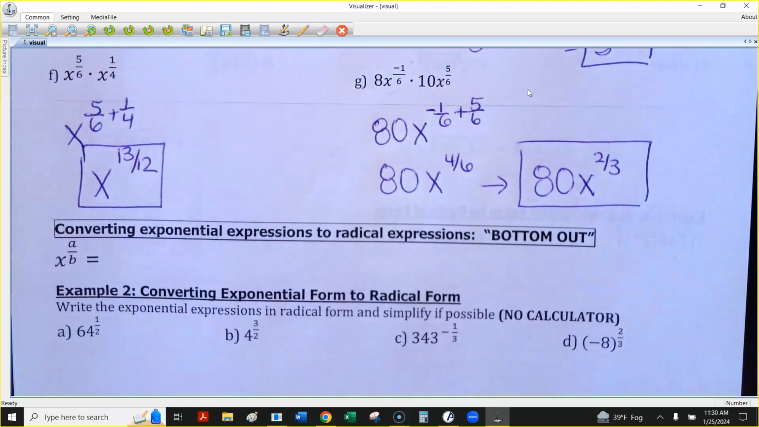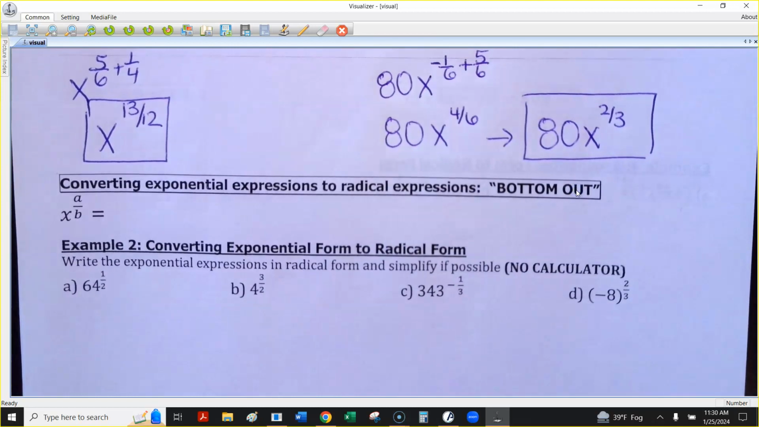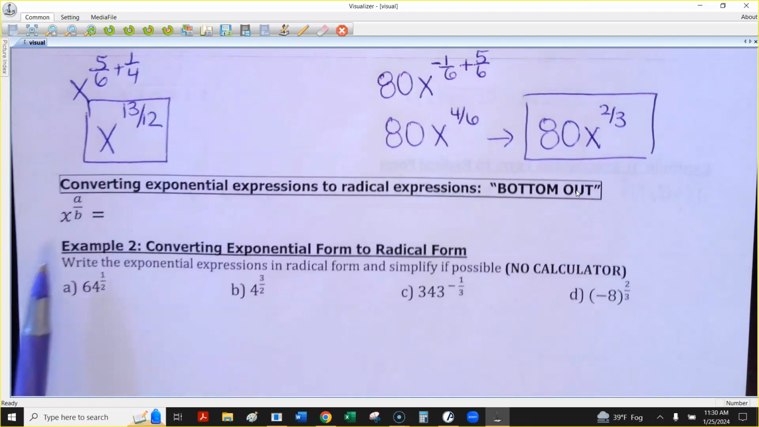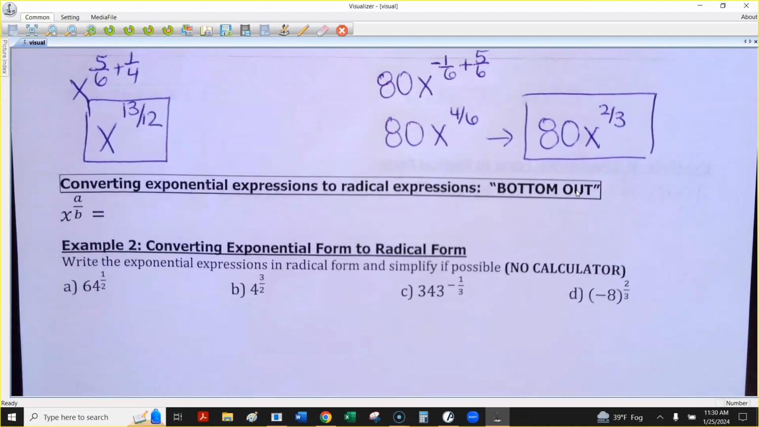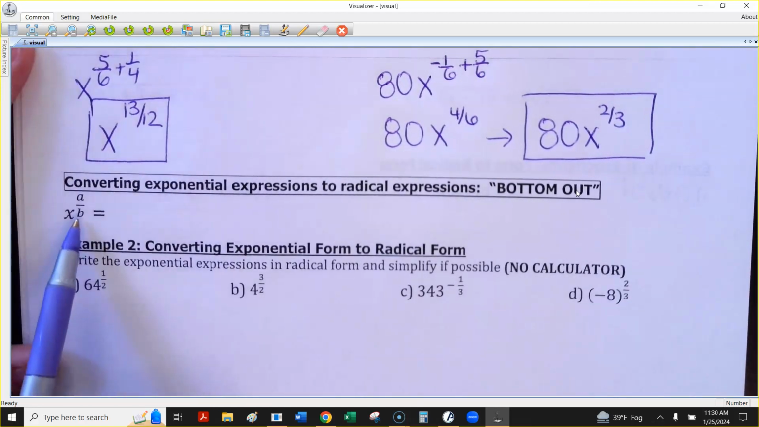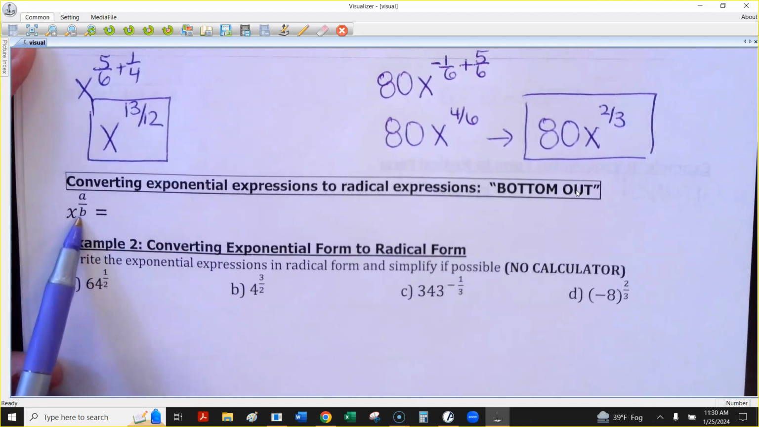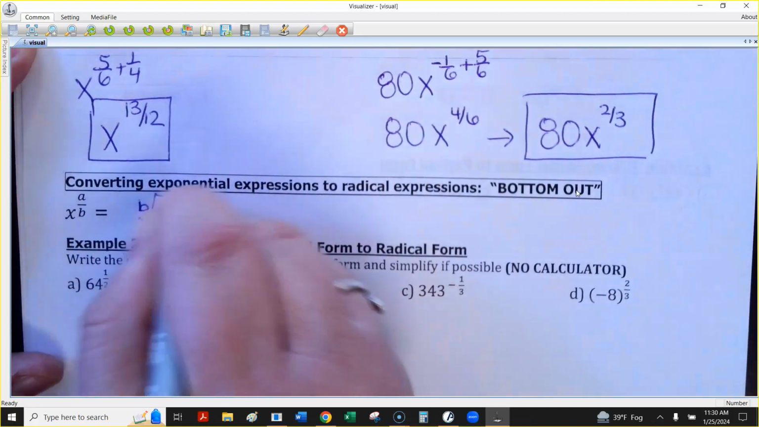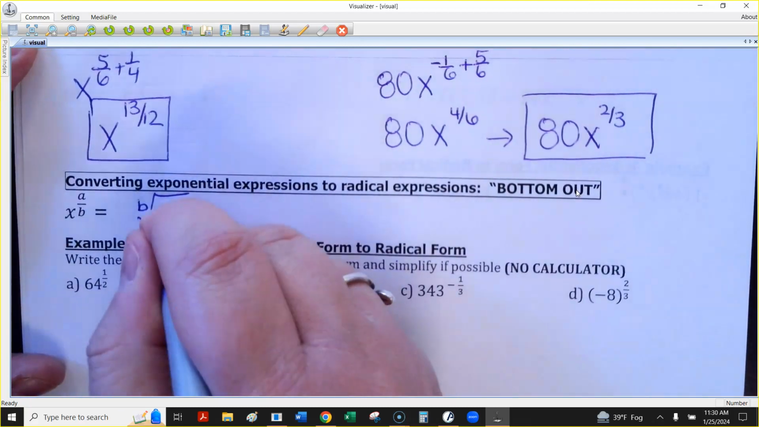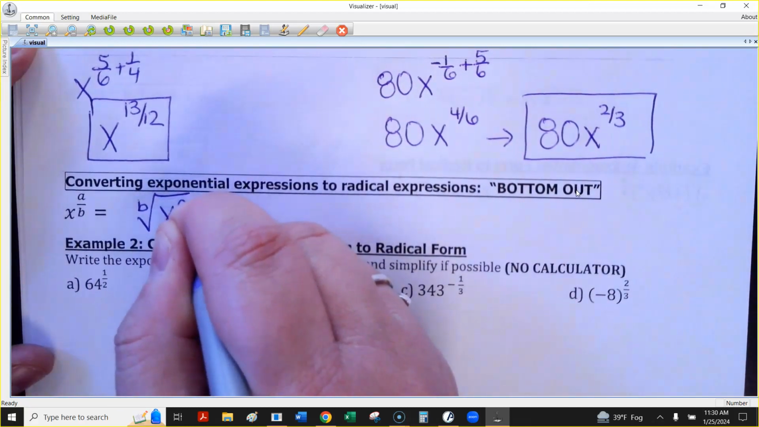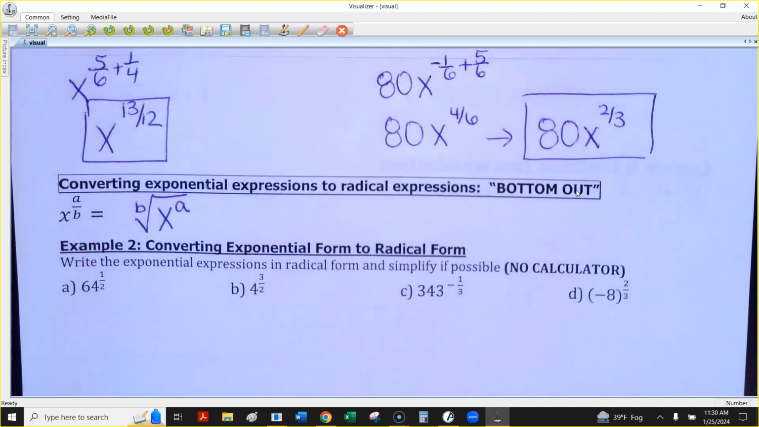All right, now, this is radical form. And again, I think your little yellow piece of paper will be very useful here. So let's say I have x to a fractional exponent, a over b. Here's how you convert it to radical form, and I just call this bottom out. All right, the bottom of the fraction, so it's b in my little example here, becomes the index of the root. So this would be the b root of x to the a power. All right, so whatever's in the top of the fraction is going to be an exponent on your variable, and whatever's in the bottom of the fraction is going to be the index of the root.